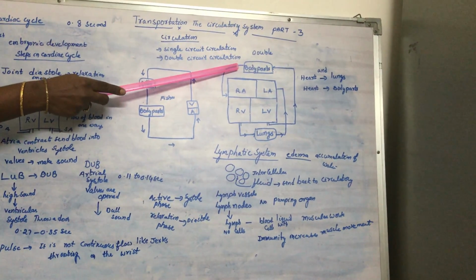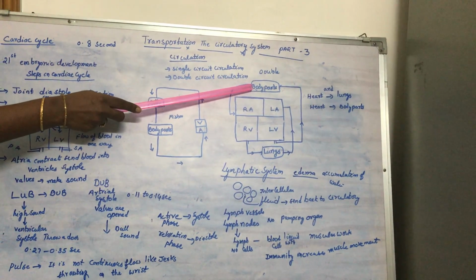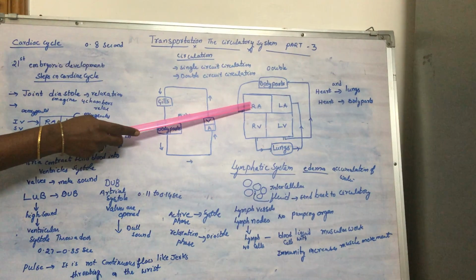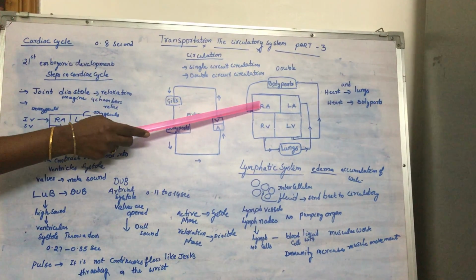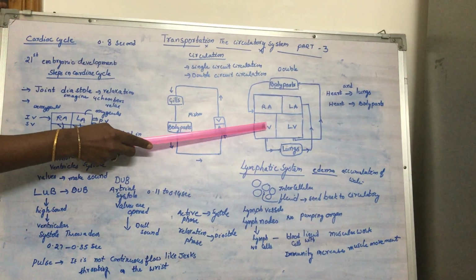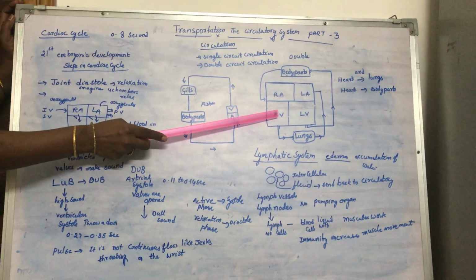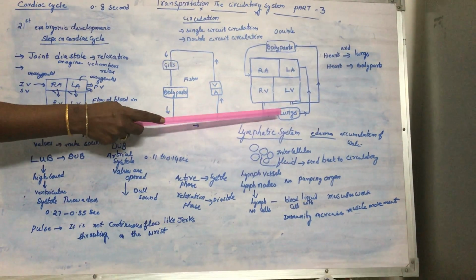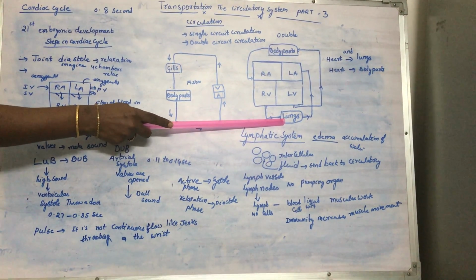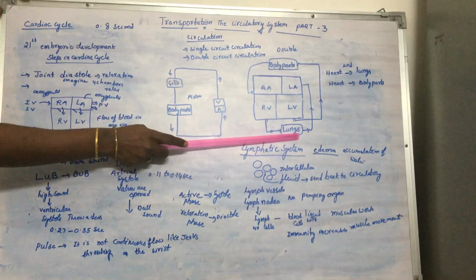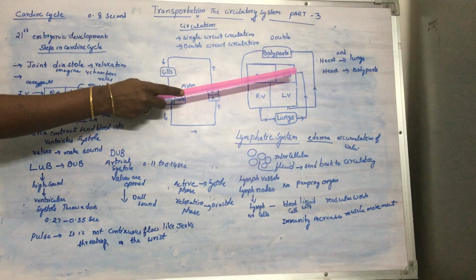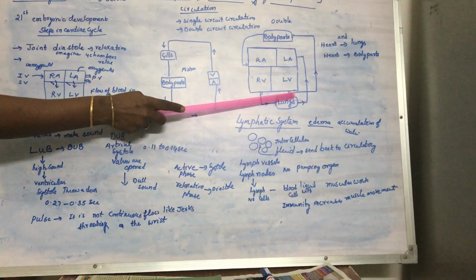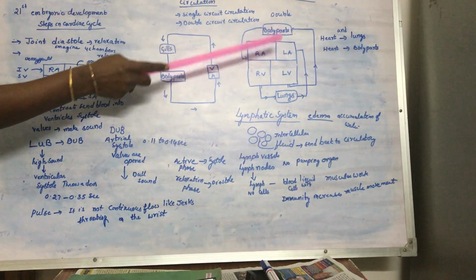From the body parts, the deoxygenated blood is collected by the vena cava and sent into the right auricle. From the right auricle, the blood is sent into the right ventricle. From the right ventricle, the heart pumps this deoxygenated blood to the lungs. Inside the lungs, oxygenation of blood takes place. The oxygenated blood is again sent into the left auricle, from the left auricle to the left ventricle, and from the left ventricle to the systemic aorta, then to the body parts.